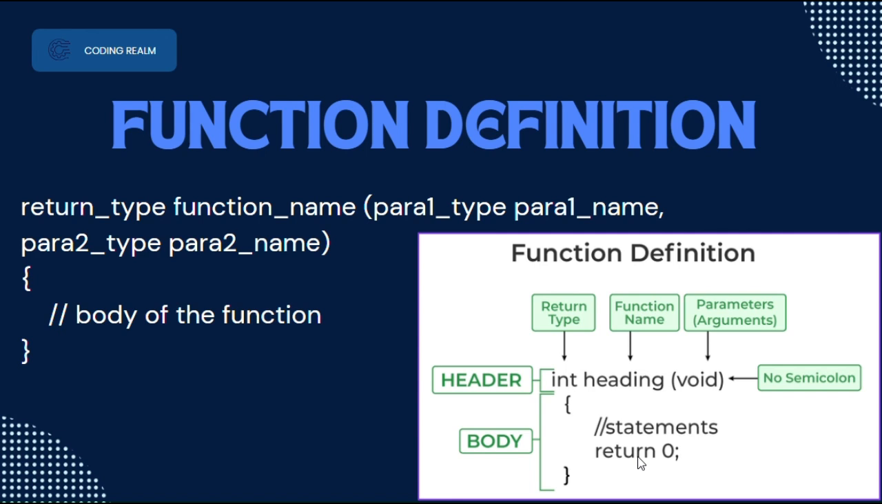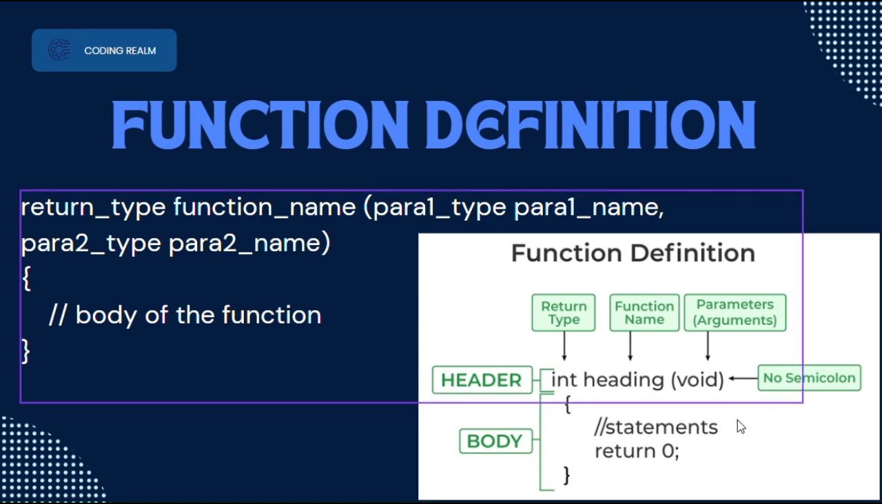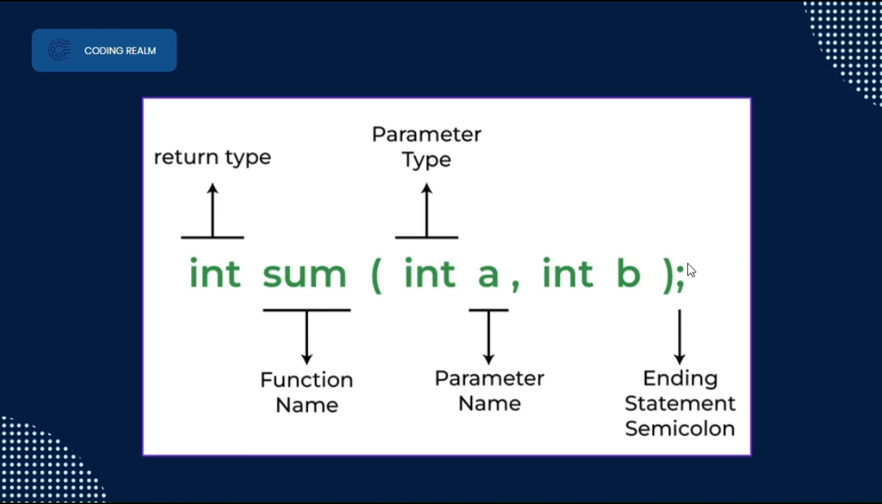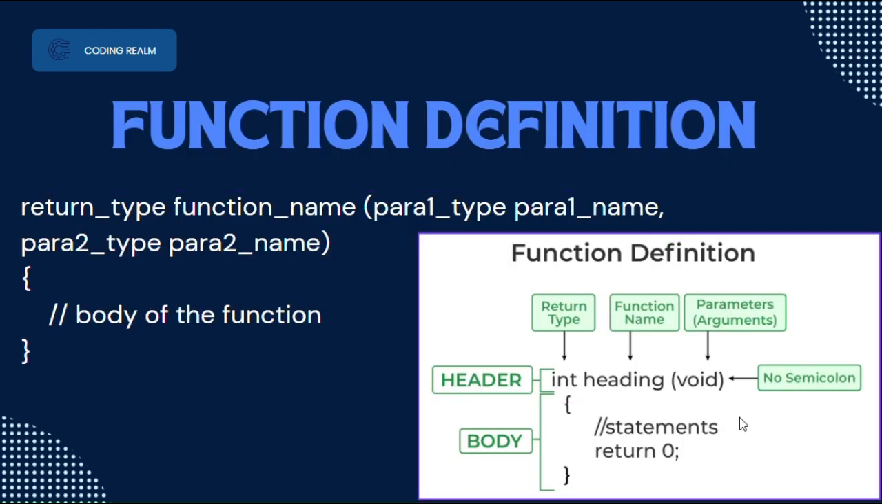First, we have the header: return type, function name, and the parameters. In the header, we don't need to put the semicolon. Unlike in the declaration, where it's very important to put the semicolon, because when I don't put the semicolon in the declaration, the program gives me an error. But in the function definition, it's not necessary to put the semicolon.